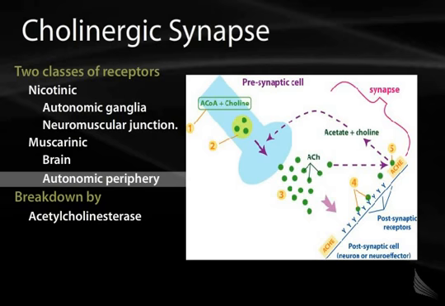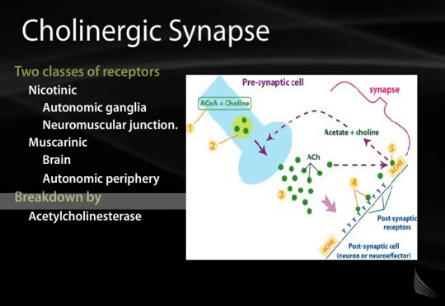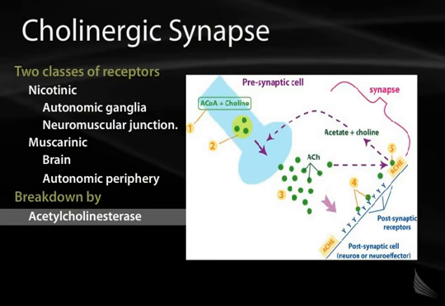Once acetylcholine binds to either a nicotinic or muscarinic receptor, it will be broken down by an enzyme known as acetylcholinesterase. This enzyme is located at the postsynaptic membrane, and its role is to terminate the action of acetylcholine. It'll break down acetylcholine into acetate and choline, and these will be recycled back into the presynaptic membrane.